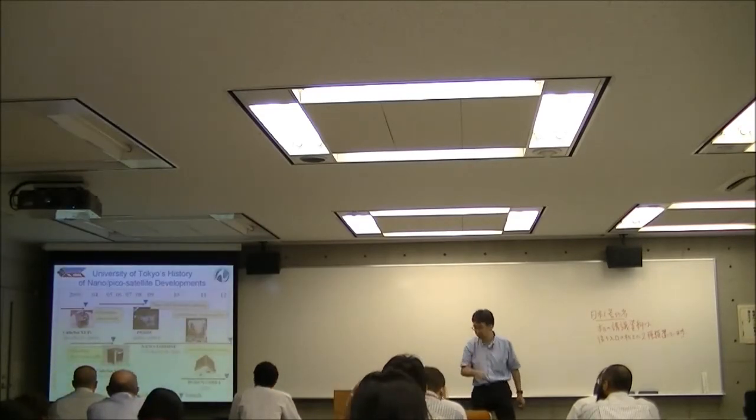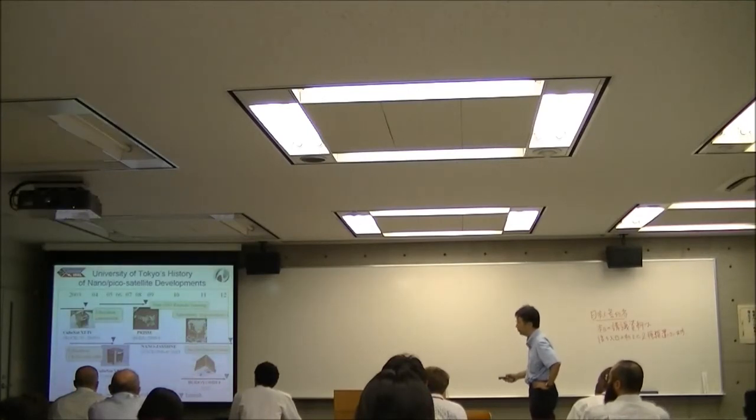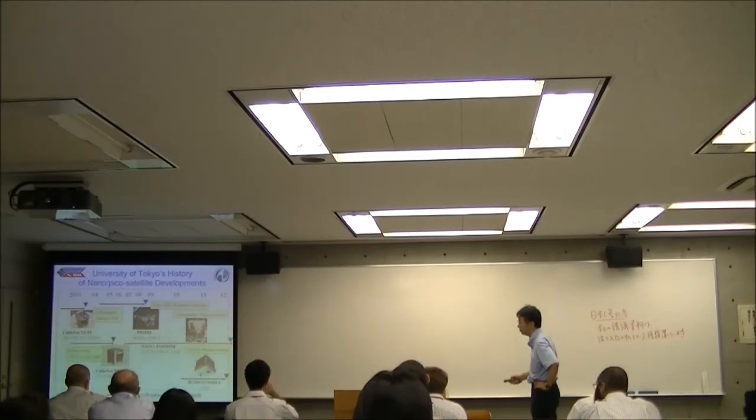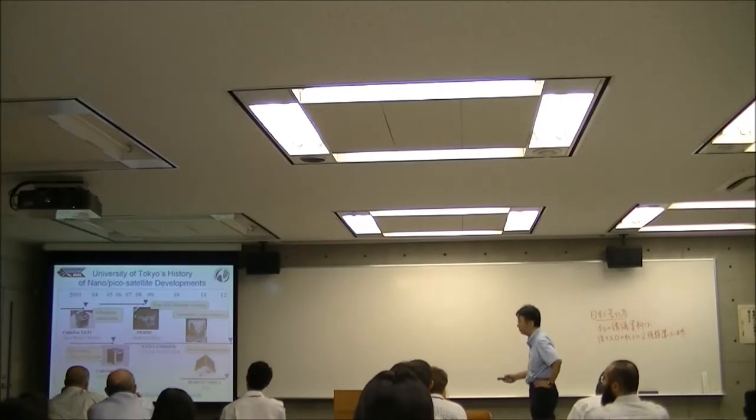Now, the University of Tokyo's history of nanosatellite and picosatellite development. Our first CubeSat was launched by a Russian rocket, Rockot, in 2003, and it has been surviving in space for 9 years. The second CubeSat, very similar to the first, was launched in 2005, also on a Russian rocket, Cosmos. Our third satellite, a 30-meter ground resolution remote sensing satellite called PRISM, was launched by the Japanese rocket H-IIA in 2009.